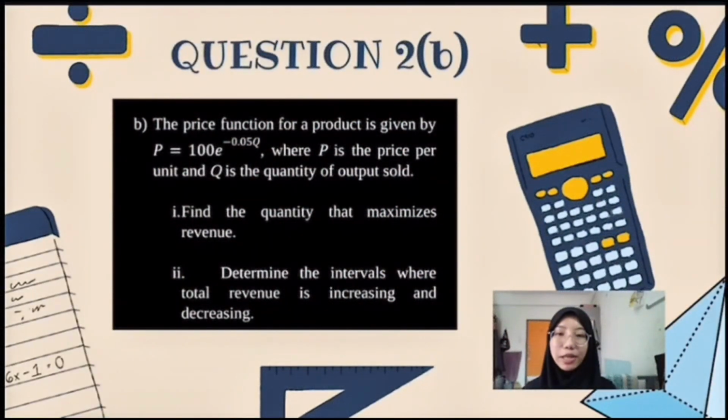Next, I will explain how to get the answer for question 2b. For question 2b, there are two parts that we need to answer. The question is: the price function for a product is given by P equals 100 times e to the power of negative 0.05Q, where P is the price per unit and Q is the quantity of output sold. For part 1, we need to find the quantity that maximizes the revenue, and for part 2, we need to determine the intervals where total revenue is increasing and decreasing.